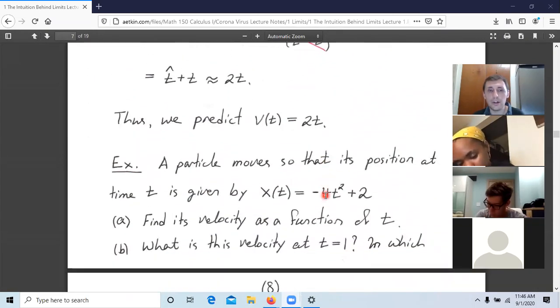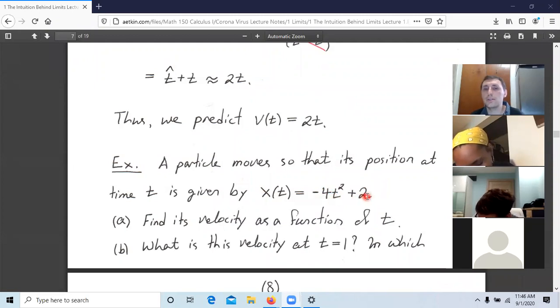Here is your next task, guys. Now try to go through this idea, and to the best of your ability, try to explain what's happening. So we have a particle or a car moving with this position function. That's where it is at any given moment of time.